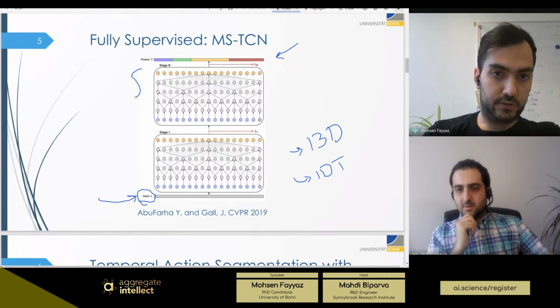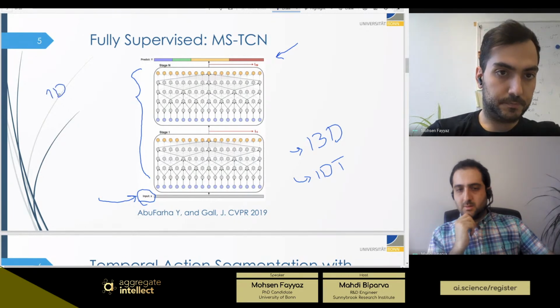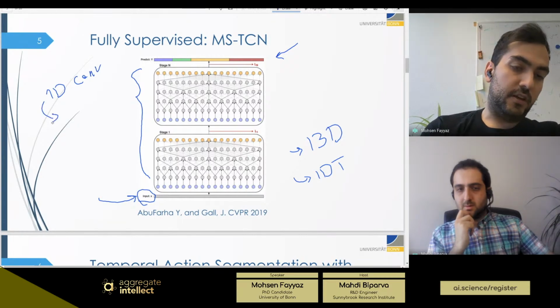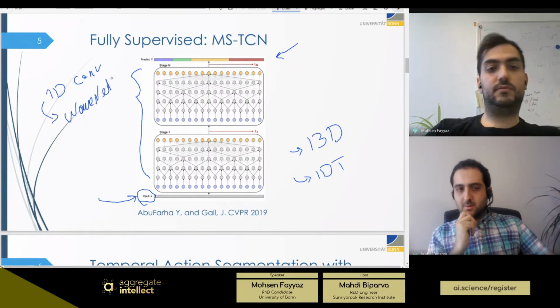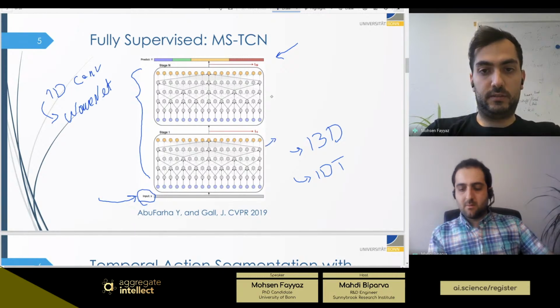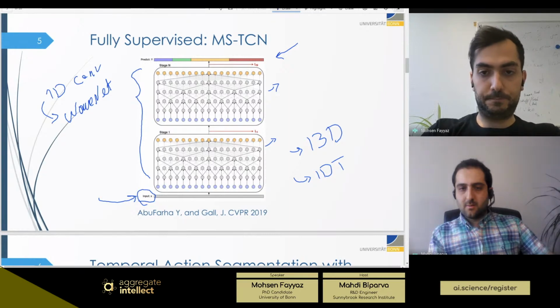So what is the architecture they are using here? The architecture is actually some stages of a 1D convolutional network. The 1D convolutional network follows WaveNet, which was one of the state-of-the-art architectures for processing audio signals for speech recognition, etc. So they have a WaveNet here, and they also have another one here, but it is not exactly WaveNet; it's a modified version of WaveNet.